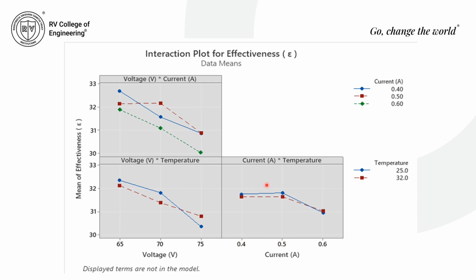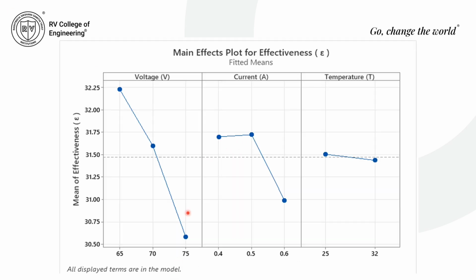In the current versus temperature graph also, we can see at 0.4 and 0.5 amps we are getting more effectiveness. So here we can confirm that a lower value of voltage and a lower value of current give us more effectiveness, and temperature is not causing that much difference. In the main effects plots for effectiveness, for each level of the voltage the change in effectiveness is very huge. In current also, for each level the effectiveness changes very much, but less than with the voltage, and temperature is not causing that much change in the effectiveness.